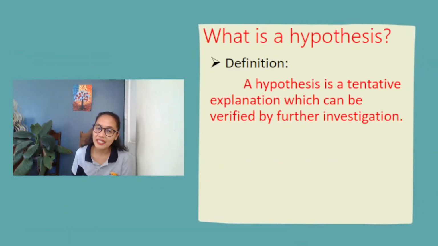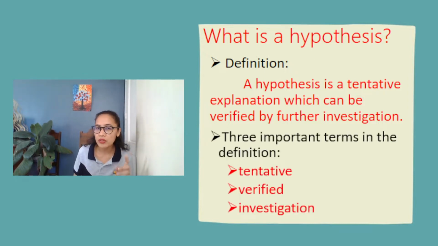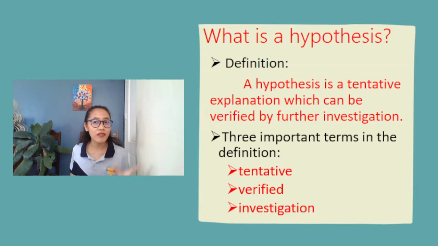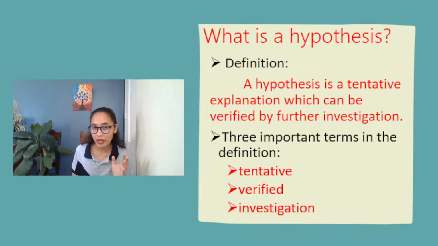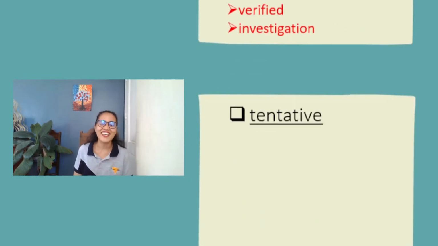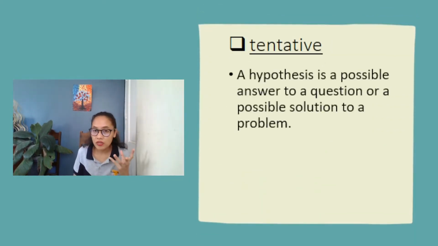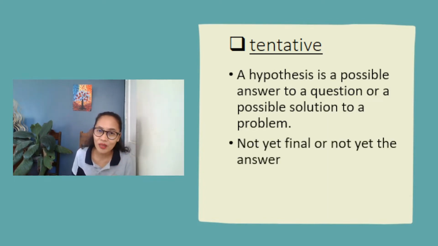A hypothesis is defined as a tentative explanation which can be verified by further investigation, or this is just an educated guess. I would like us to take note of these three terms: tentative, verified, and investigation as we evaluate this definition and understand better what a hypothesis is. When I say tentative, a hypothesis is just a possible answer to a question or a possible solution to a problem. Therefore, it's not yet the final answer or the final solution.